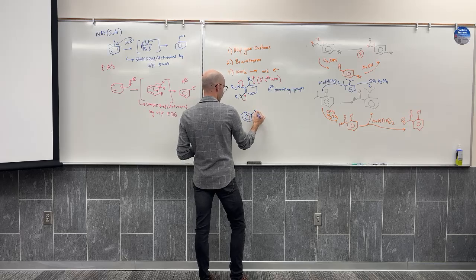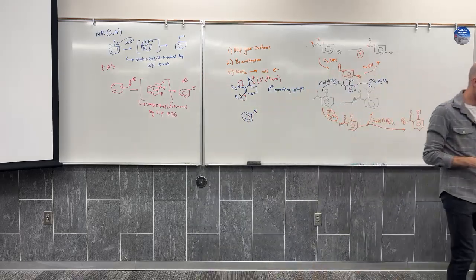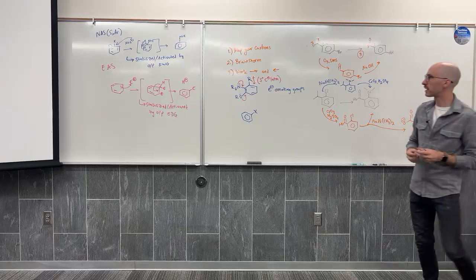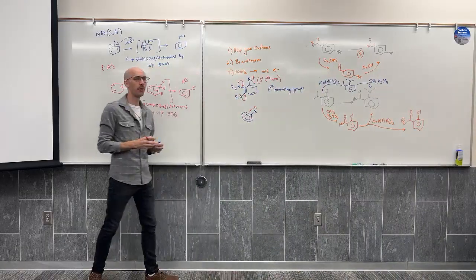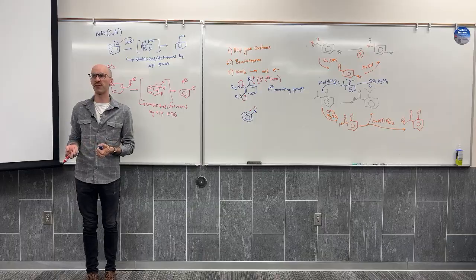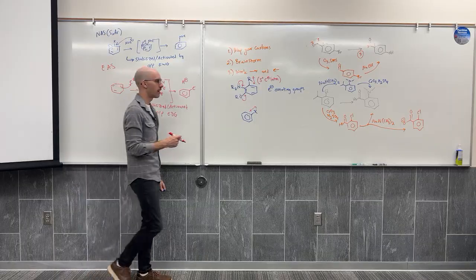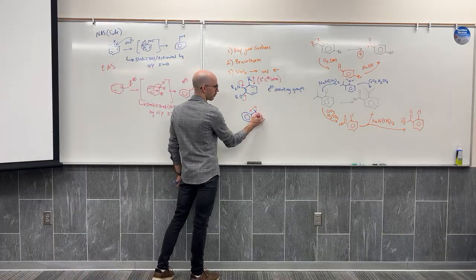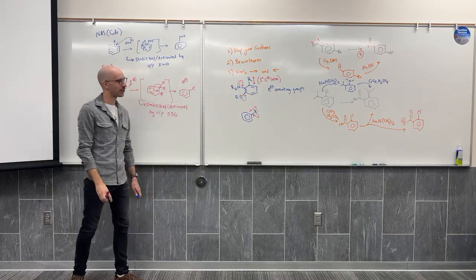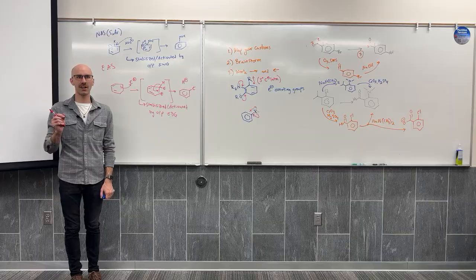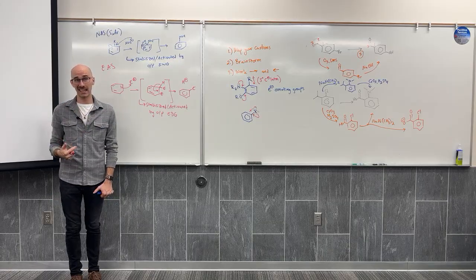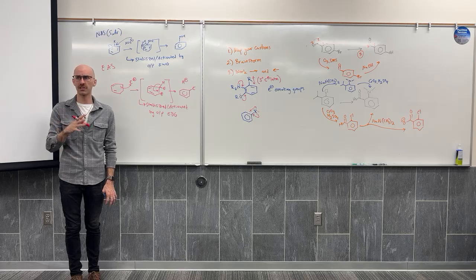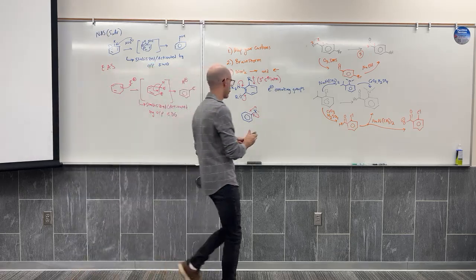Then we have halogens. And halogens are strange because they have a very strong dipole that pulls away from the ring, feels electron withdrawing, but they have lone pairs like the oxygen and the nitrogen that can be donated into the ring. So they are neither like the electron donating groups, nor are they like the electron withdrawing groups. Halogens are a group of their own.